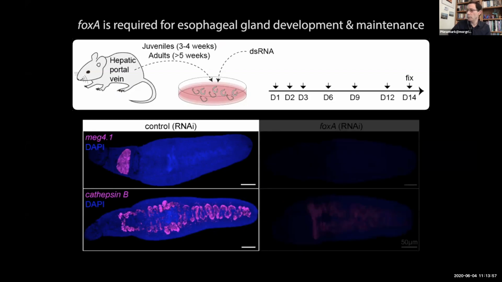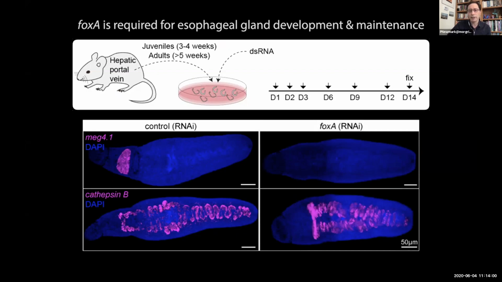And now, when Jay looks at the FoxA knockdown parasites, he sees something quite dramatic. That is, the gut forms normally, but the esophageal gland is completely missing. So the structure is not there. We've used several markers to validate that.